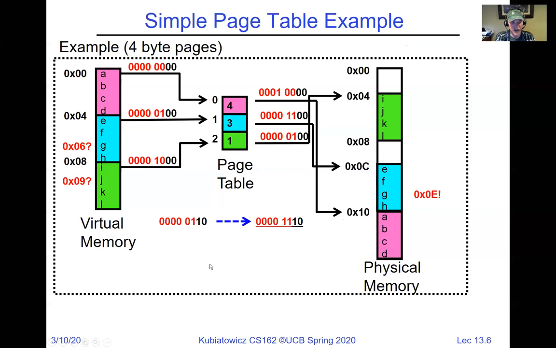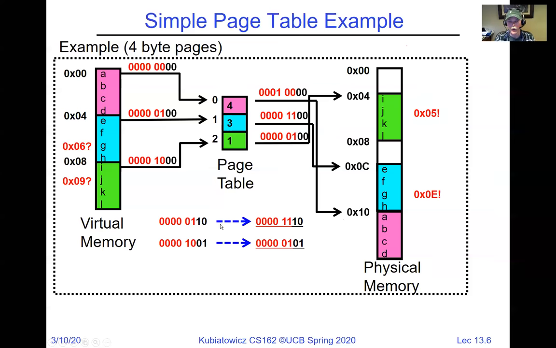And the same with 9. Again, you can do that translation, and that's up there. Okay? So basically, this offset is literally copied. And because there are 2 bits, it's 4 possible bytes in the page, and the virtual address corresponds to 4 possible bytes in the physical address. Okay? Good.